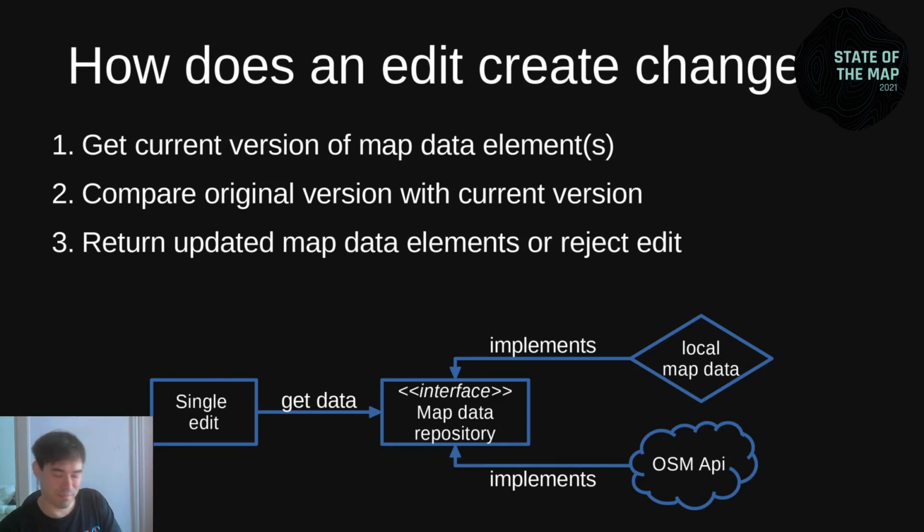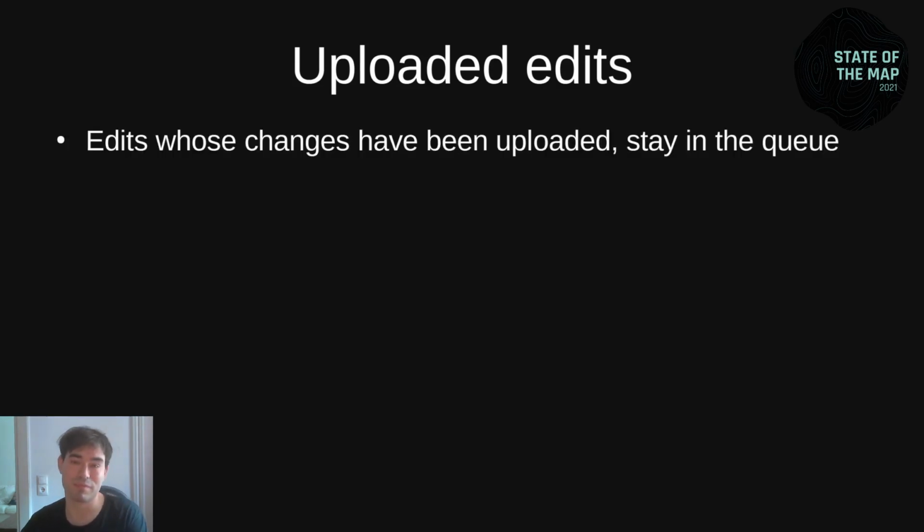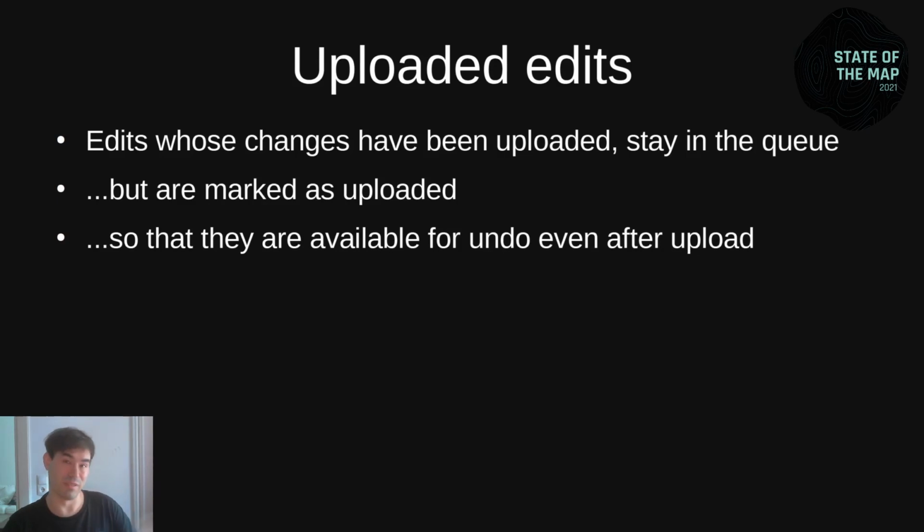Alright, section 3. So how can we undo and how can we revert? Maybe you know that StreetComplete can also undo edits that have already been uploaded, since forever. So first of all, uploaded edits are not cleared from the database, but they stay in the queue. But they are marked as uploaded, so that they are available for undo even after upload in the UI, so you see what you've done.